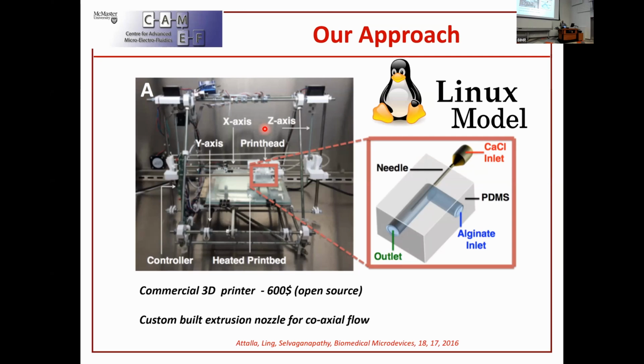And it's an extrusion printer. It has a print head that heats up a polymer and extrudes it in order to form a three-dimensional structure. The nice thing with this kind of printer is that not only is it cheap, but the source code is also open source. So you can hack into the code, you can modify it, you can do whatever you want, right?